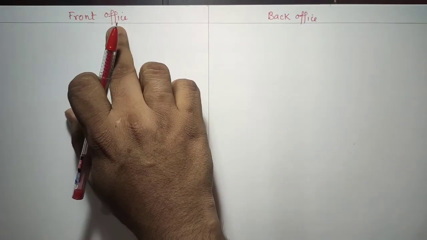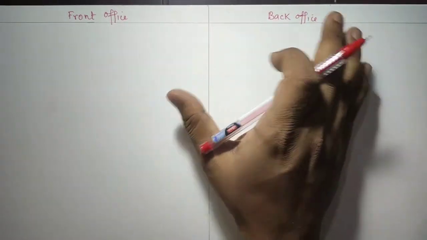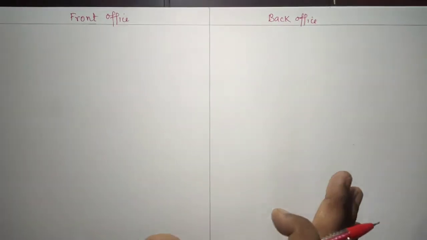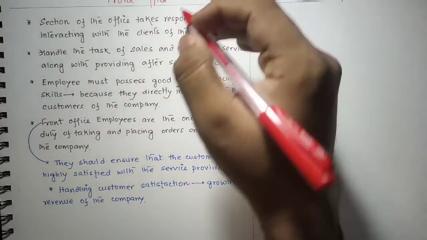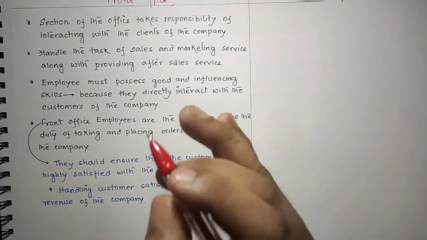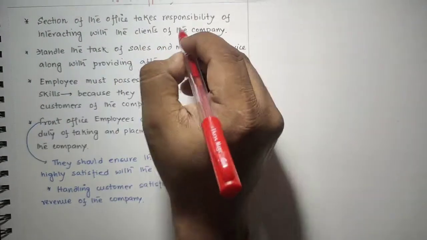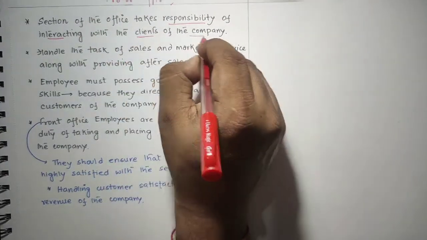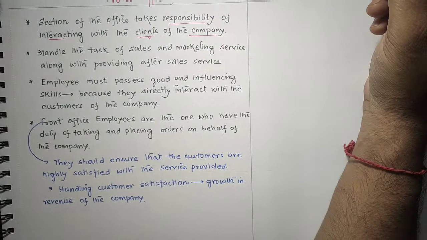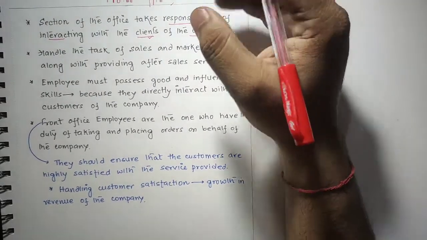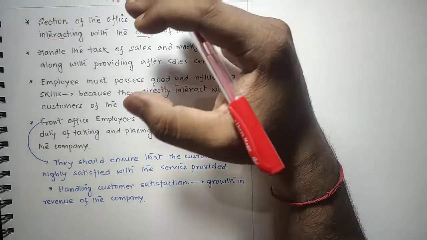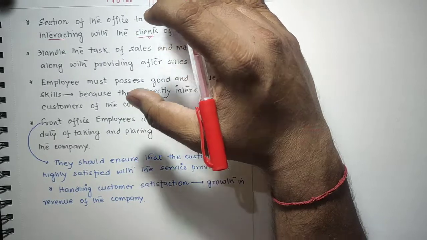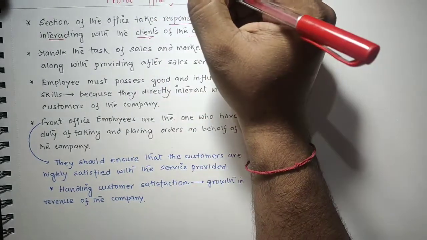Today my topic of discussion is front office and back office. We will also explain the features and the differences between these two. So front office is the most important section of the office because it takes the responsibility of interacting with the clients of the company. Clients mean the customer or the consumer. We know that any organization attracts, sells and retains customers. They want to retain the customers, and this is only possible with the help of the front office.